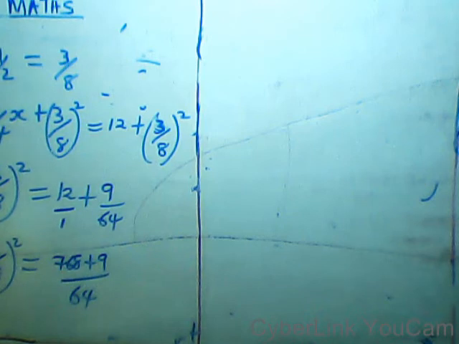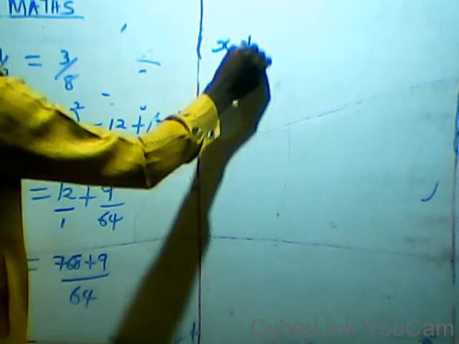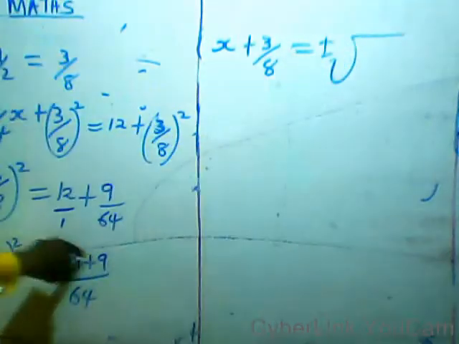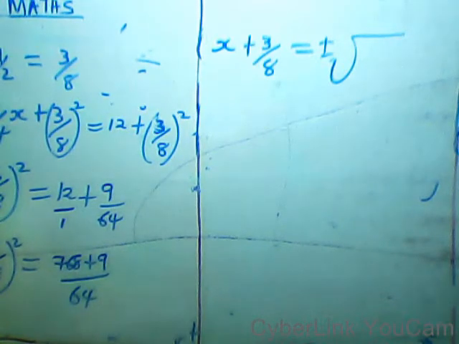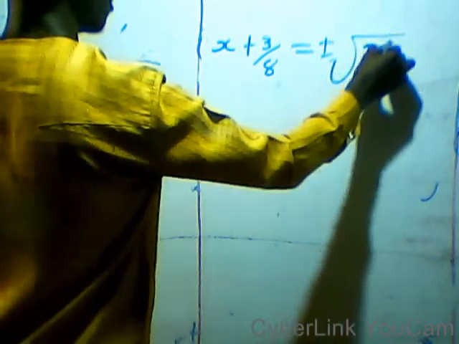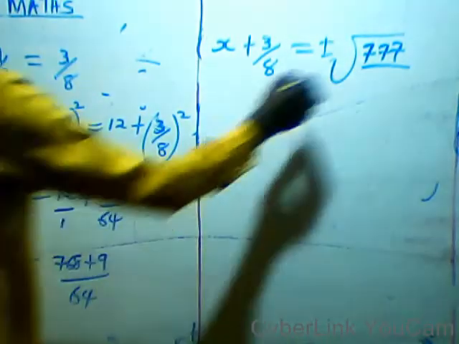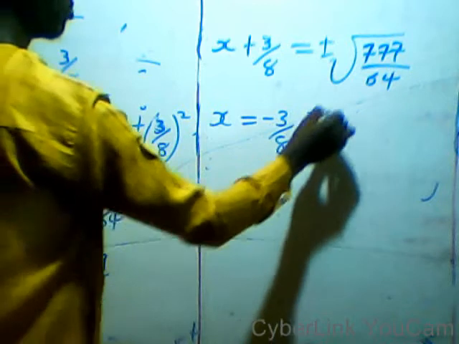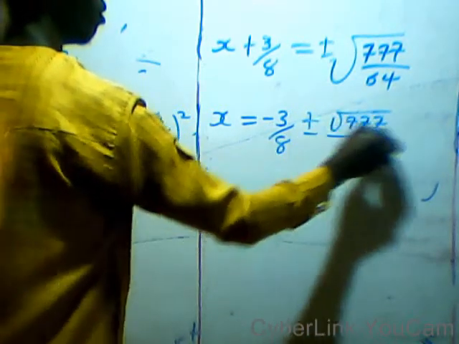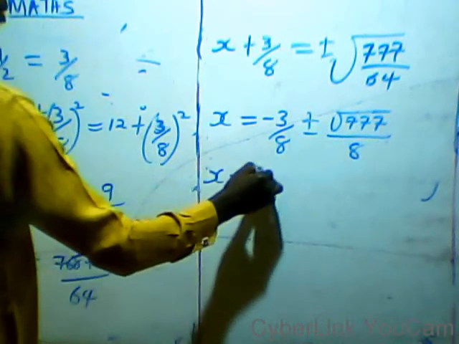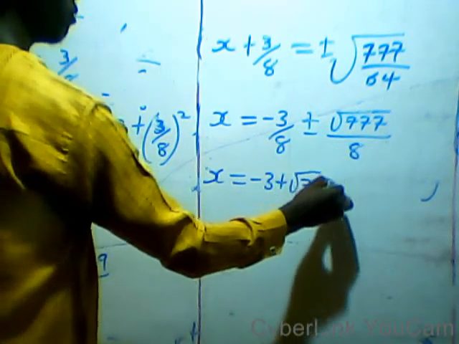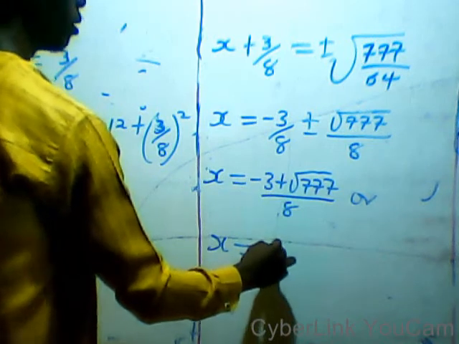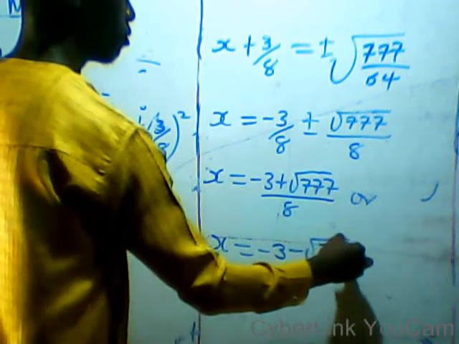So at the end of the day, we are going to have x plus 3/8 is equal to plus or minus the square root of 777 all over 64. And that means x is equal to minus 3/8 plus or minus root of 777 all over 8. So that means x is equal to (−3 + root 777)/8, or x is equal to (−3 − root 777)/8.